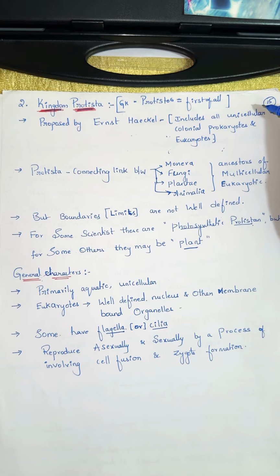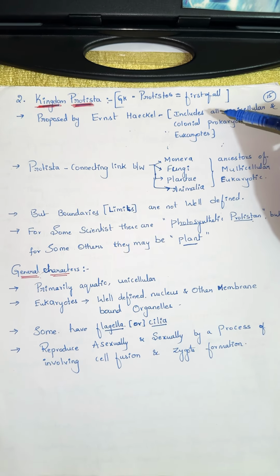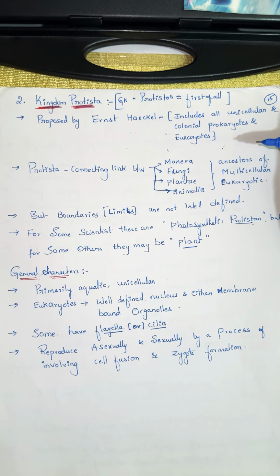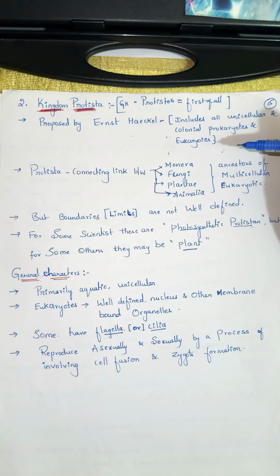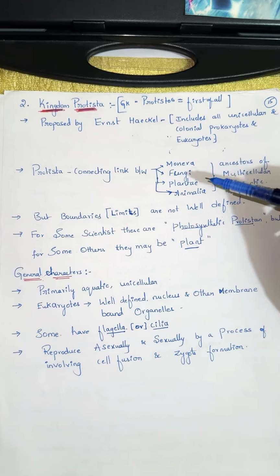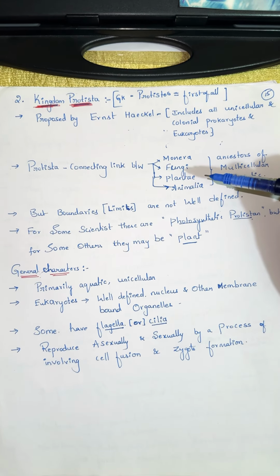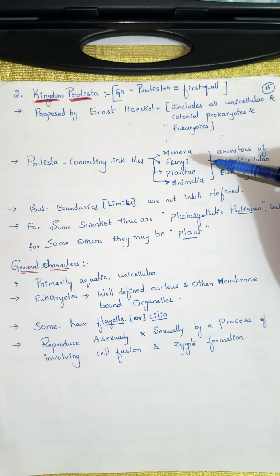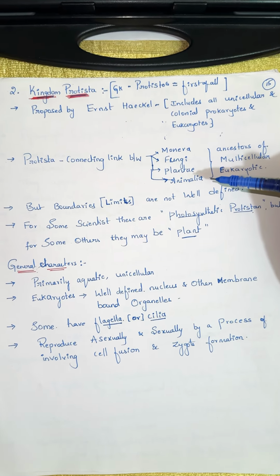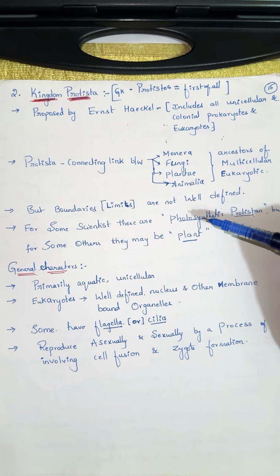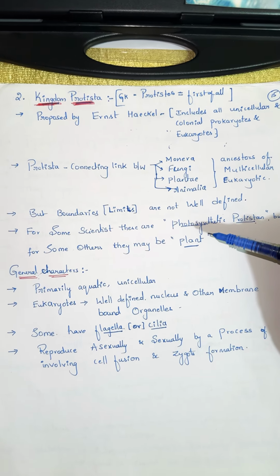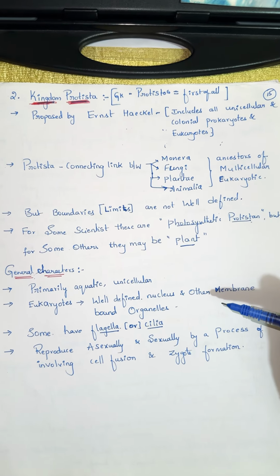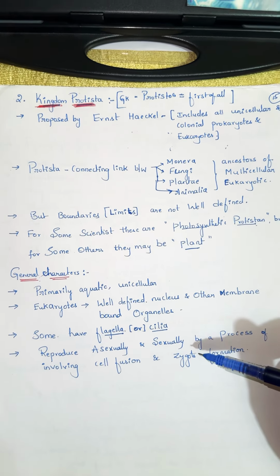Protista is a Greek word. It was first proposed by Ernst Haeckel, who included all unicellular and colonial prokaryotic organisms and also eukaryotic organisms. But this was proved wrong by R.H. Whittaker, who placed the unicellular as well as the eukaryotic organisms here because they show a connecting link with Monera, fungi, plantae and also animalia. So the boundaries of this kingdom were not well defined, and the limits are also not well defined. For some scientists these are considered photosynthetic protista, but for some others they may be plants.